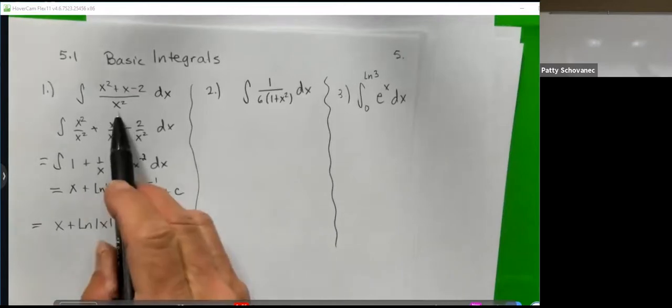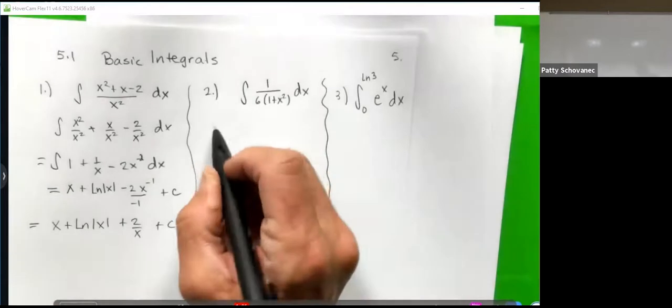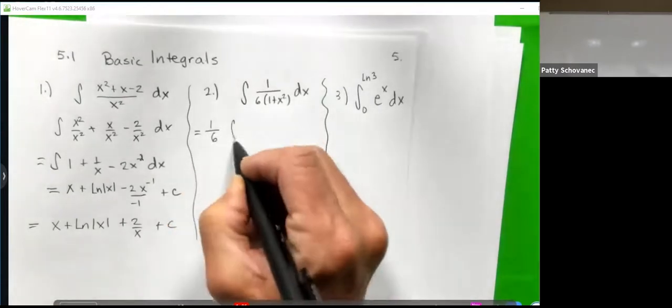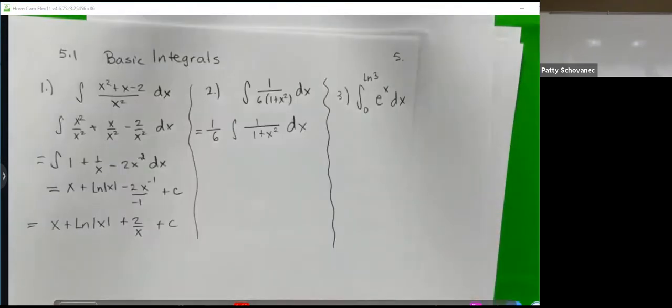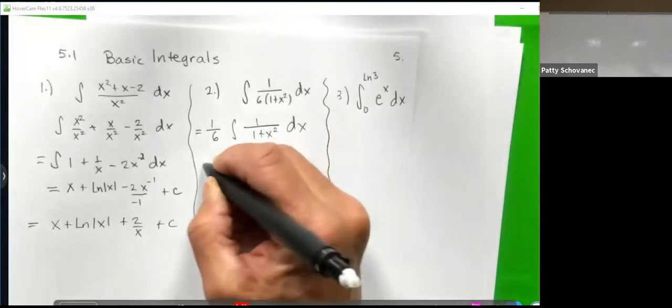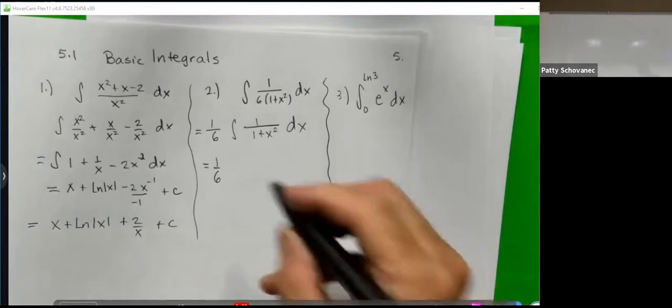You can break up a denominator if there's a single term, but not if there's a sum. The 6 doesn't matter. I can pull it out in front. That's one of our special integrals. What function has as its derivative 1 over 1 plus x squared? Anybody recognize it? It is an inverse tangent.